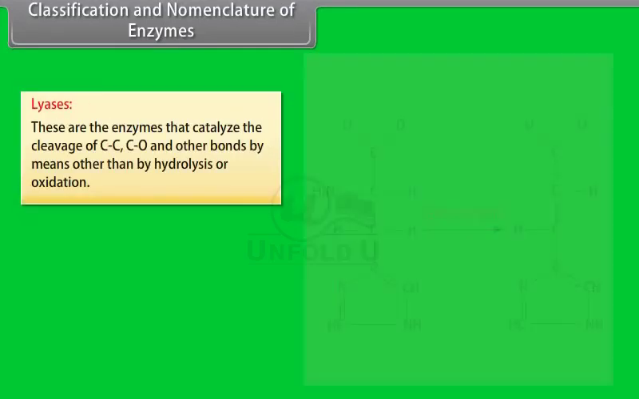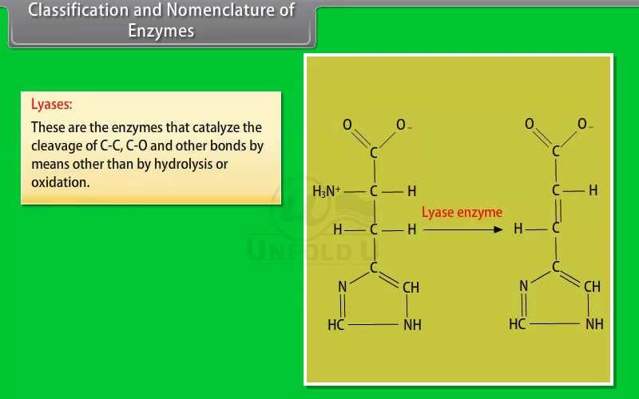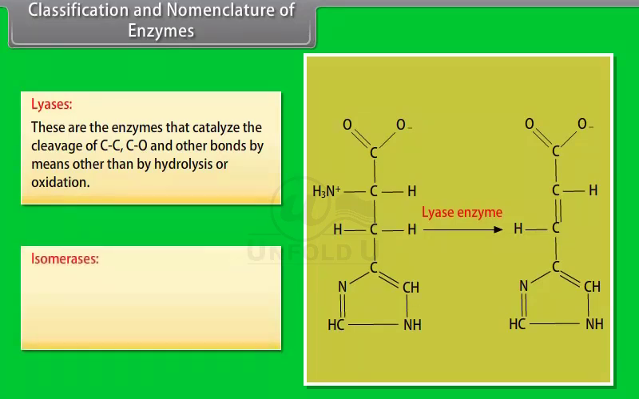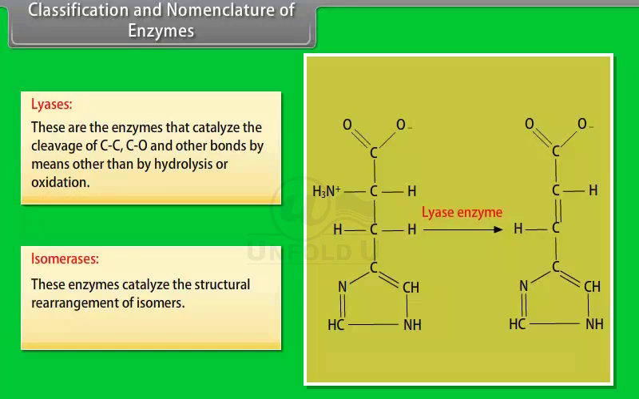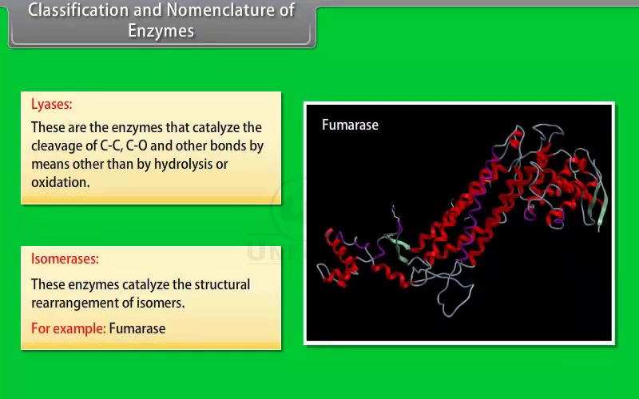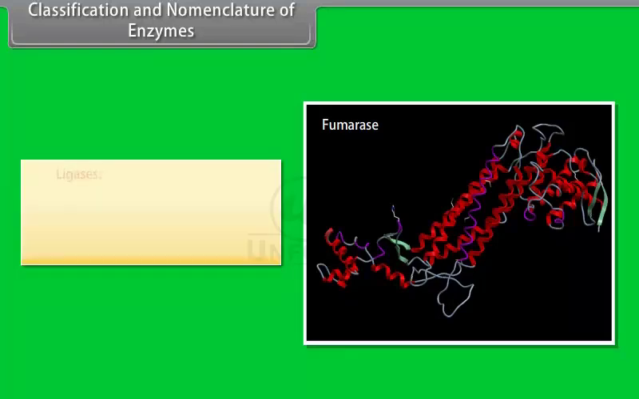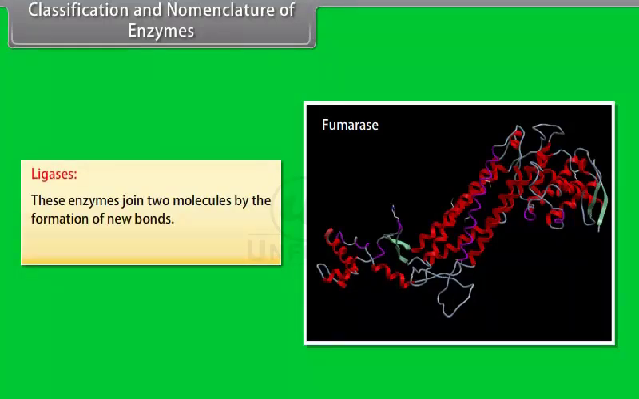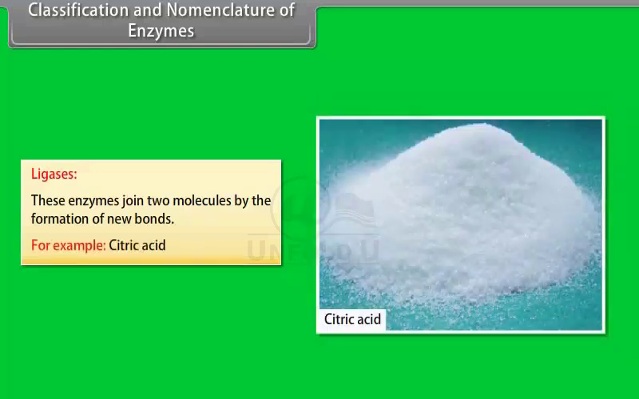Classification and nomenclature of enzymes. Lyases. These are the enzymes that catalyze the cleavage of C-C, C-O and other bonds by means other than by hydrolysis or oxidation. Isomerases. These enzymes catalyze the structural rearrangement of isomers, for example, fumarase. Ligases. These enzymes join two molecules by the formation of new bonds, for example, citric acid.